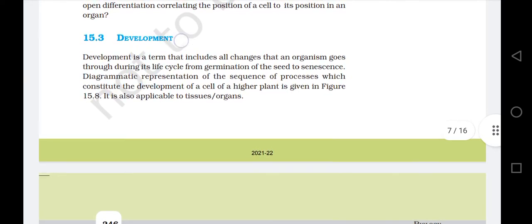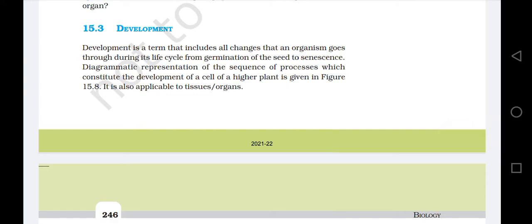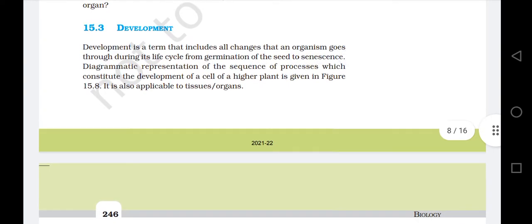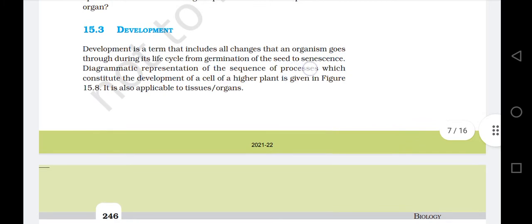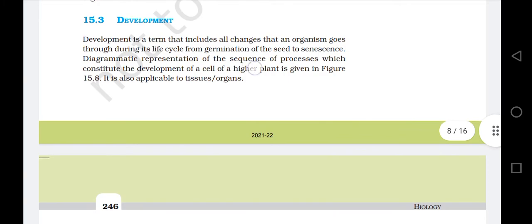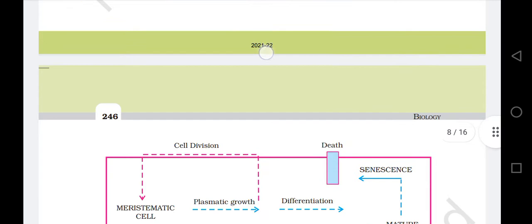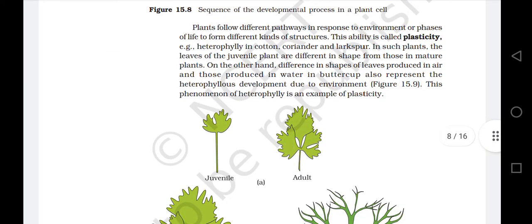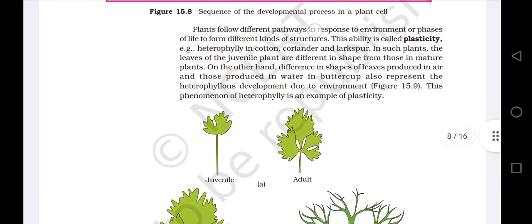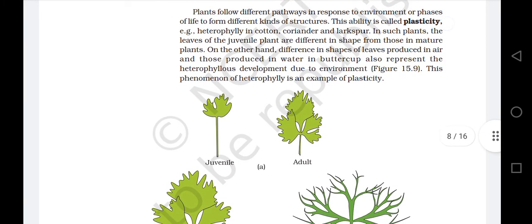15.3 Development. Development is a term that includes all changes that an organism goes through during its life cycle from germination of the seed to senescence. Diagrammatic representation of the sequence of processes which constitute the development of a cell of a higher plant is given in figure 15.8. It is also applicable to tissues or organs. Plants follow different pathways in response to environment or phases of life to form different kinds of structures. This ability is called plasticity.